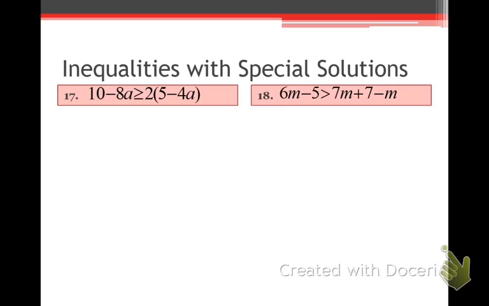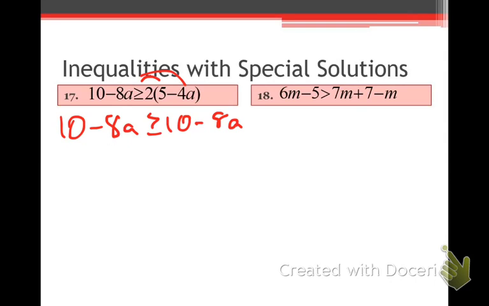Okay? All right. Let's go ahead and skip down to 17 and 18. I think that's why these were rearranged to begin with. Because we want to see what happens here. So, Christian, how about it? What are we going to do first? All right, so we get 10 minus 8a. Great, now what?